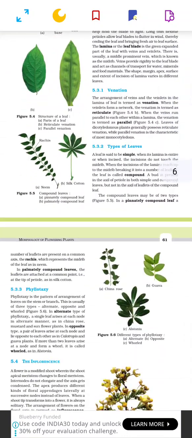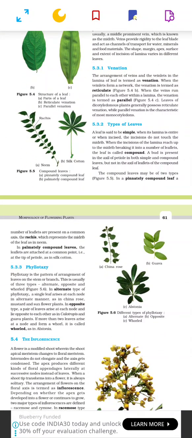In a pinnately compound leaf, a number of leaflets are present on a common axis, the rachis, which represents the midrib of the leaf, as in neem. And in a palmately compound leaf, the leaflets are attached at a common point, that is at the tip of the petiole, as in silk cotton.